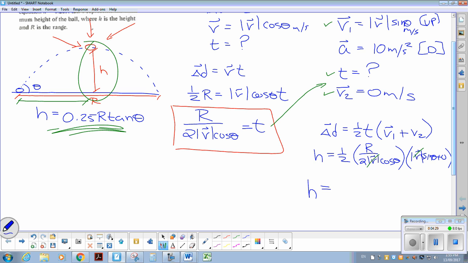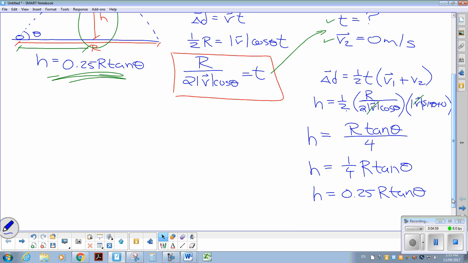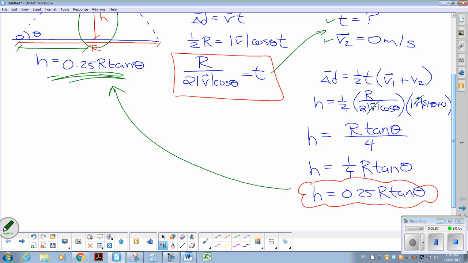Height equals, on top, I've got an R. I have cos in my denominator and sine on top, so that becomes tan theta. In the denominator, I have 1/2 times 2 down there, so it's 4. So H equals 1/4 R tan theta, or to match up with what the book has asked, 0.25 R tan theta. There we go. We have successfully shown that the maximum height is connected to your range and the angle of launch.